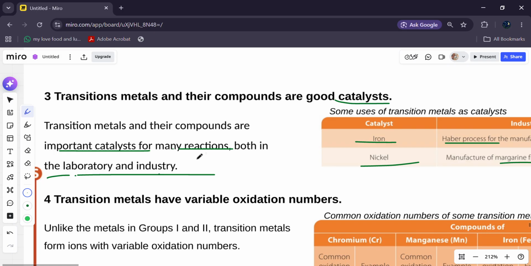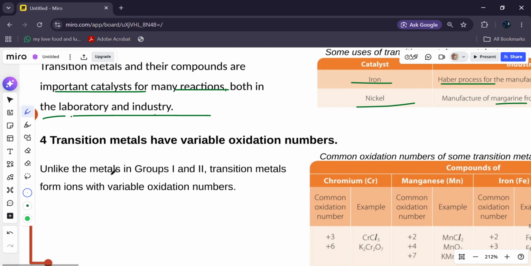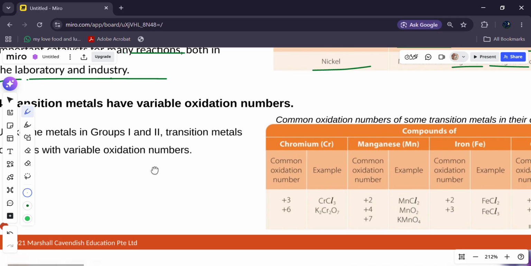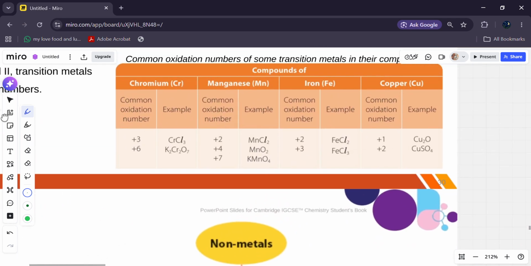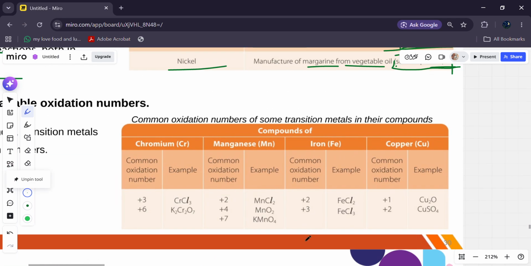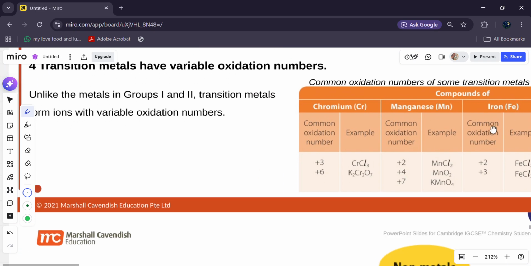And the final one is that transition metals have variable oxidation numbers. Unlike metals in group 1 and group 2, transition metals form ions with variable oxidation numbers. We find that metals in group 1 and group 2 form one type of positive ion only. For example, group 1 metals form ions with oxidation number of +1, while group 2 forms oxidation number of +2. Group 3 forms oxidation number of +3.